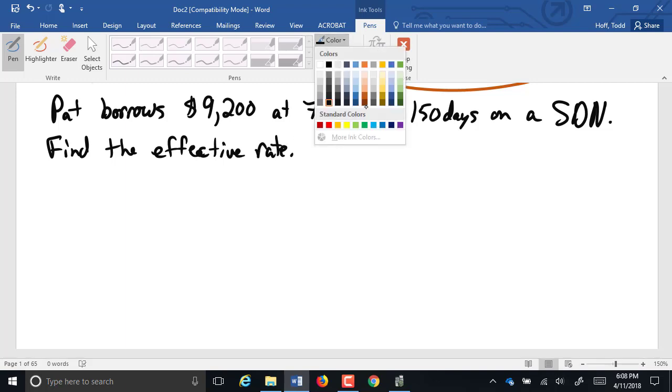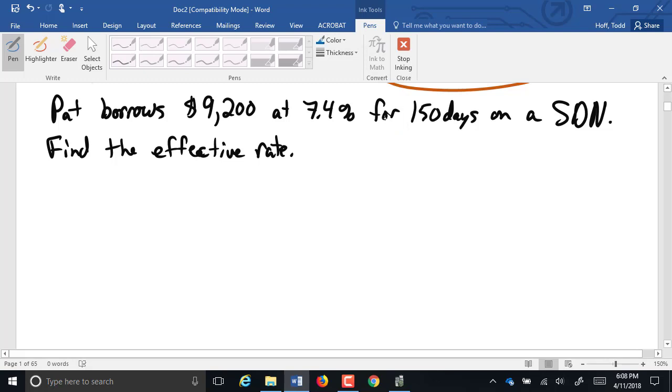Well, asking you to find the effective rate is just a sneaky way of asking you to find everything else too, because we need both the discount and the proceeds to find the effective rate. So let's start by finding the discount.